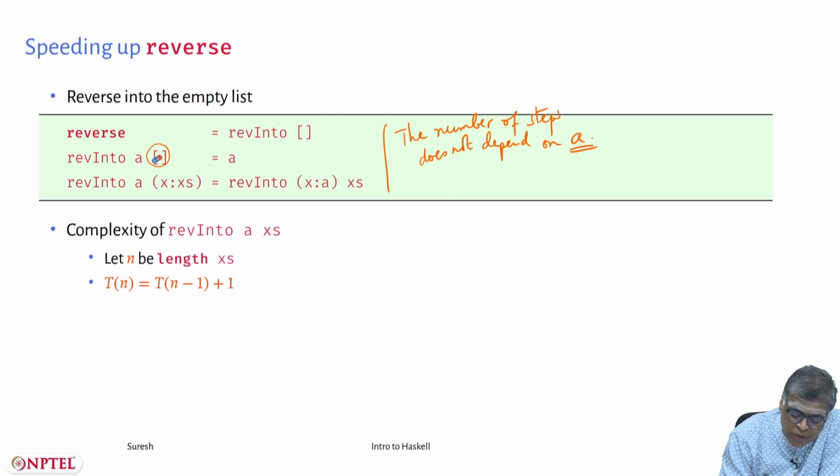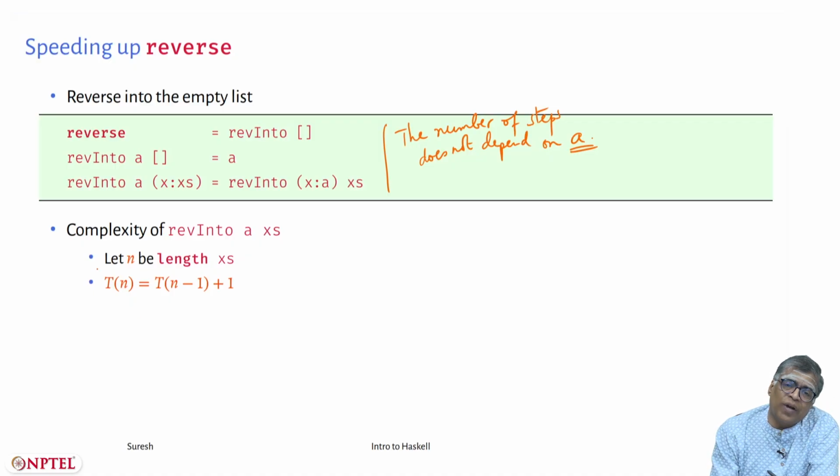You check whether the second argument, that xs, is empty or x followed by xs, and then you make a recursive call. When you make a recursive call, the length of the second argument keeps decreasing. The length of the first argument increases, but that does not matter, because you are only doing recursion on the second argument. This is the important point.